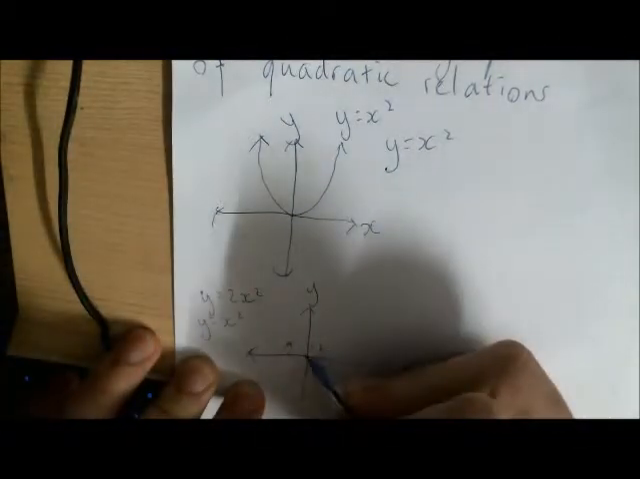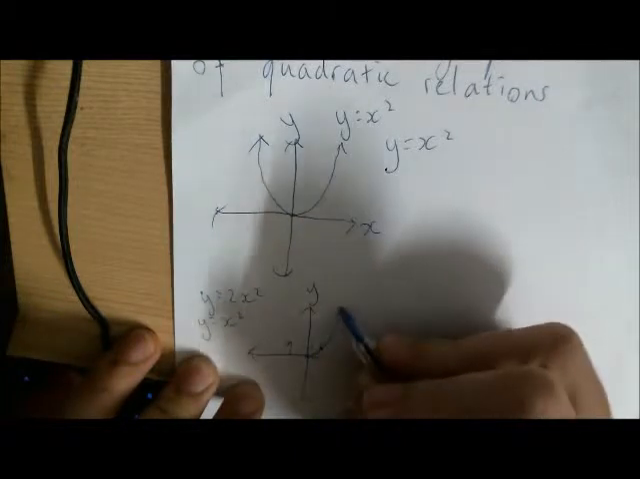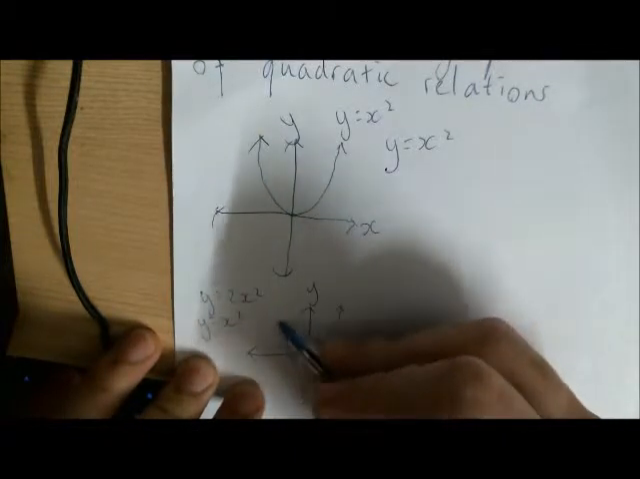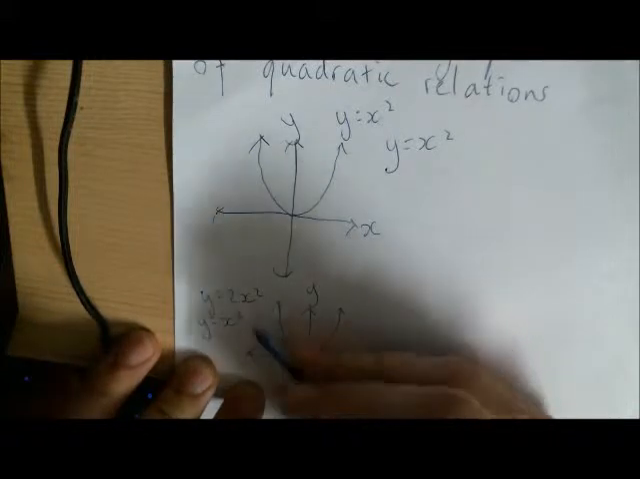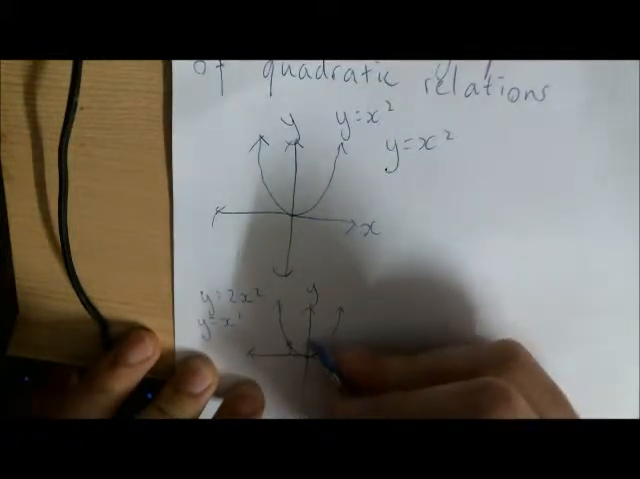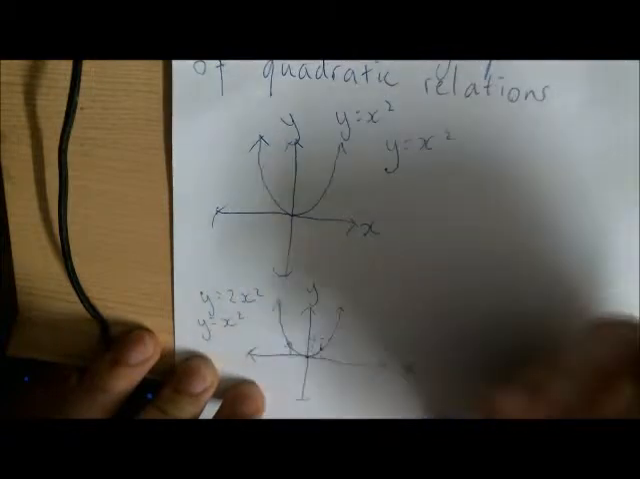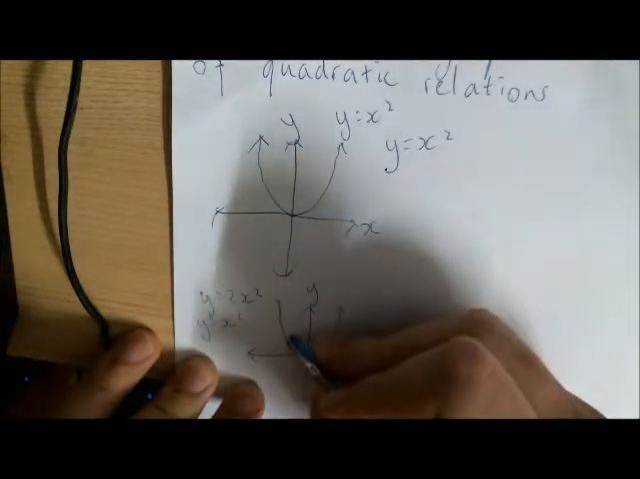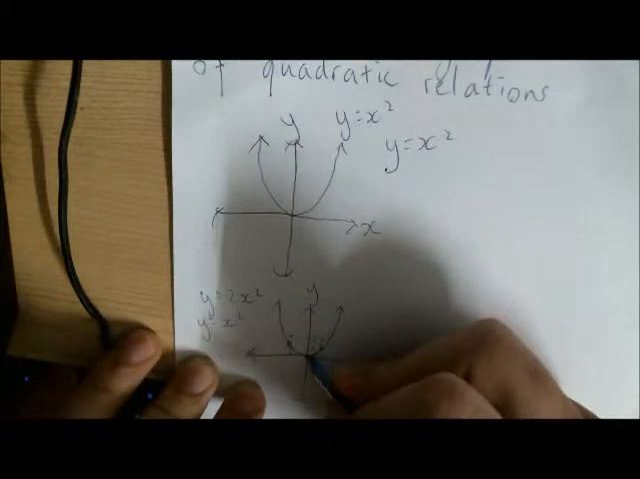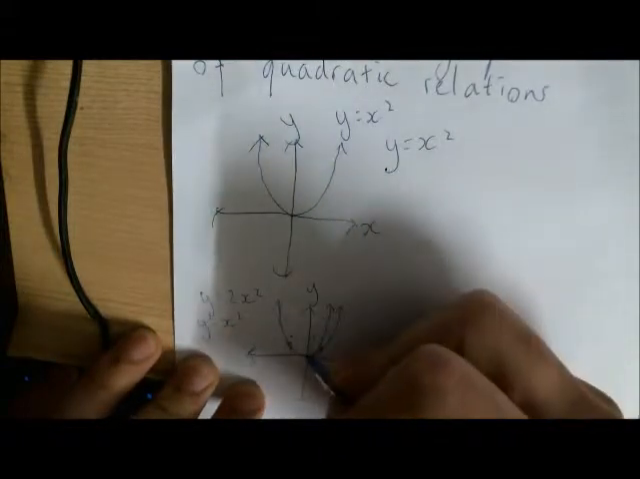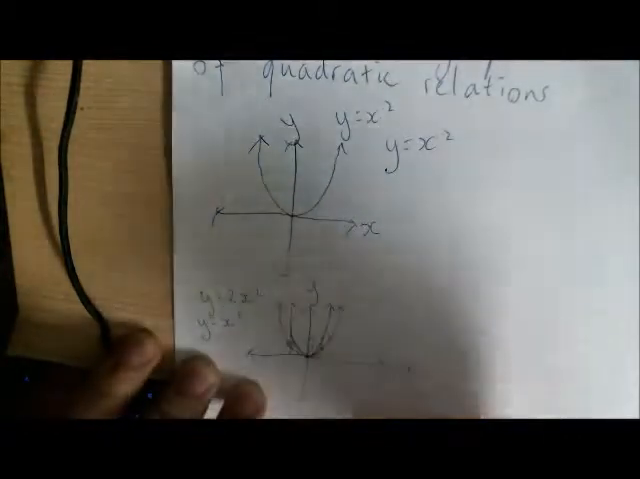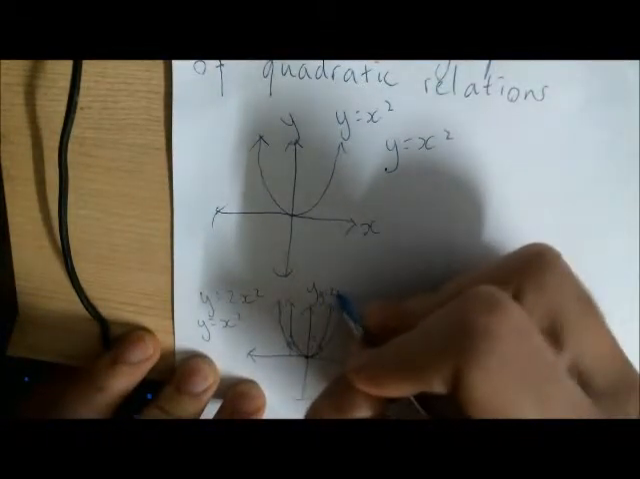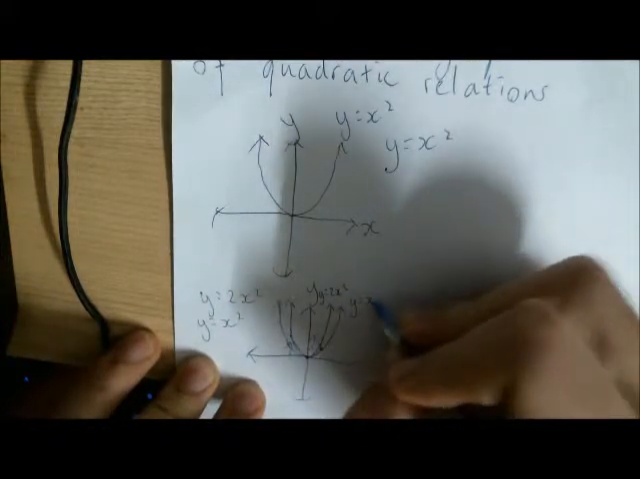For 2x squared, as I draw it, it would look something like this. Now, if I was to do 2x squared, when x is equal to 1, y will be 2 on both sides. So what you can see is that it's become narrower when I've put 2x squared. So this is y equals 2x squared. This is y equals x squared.